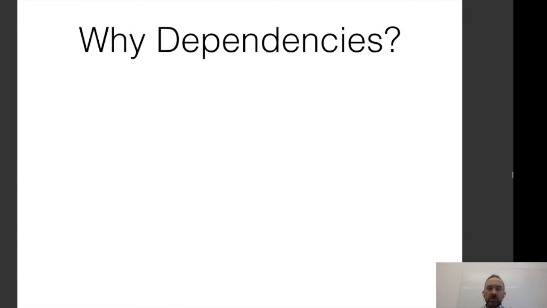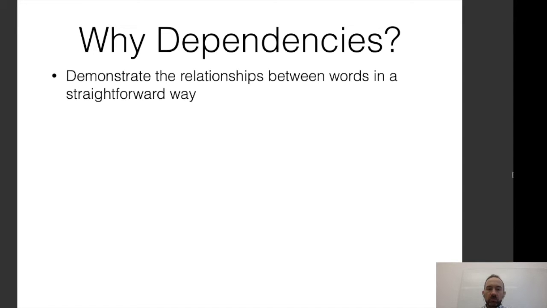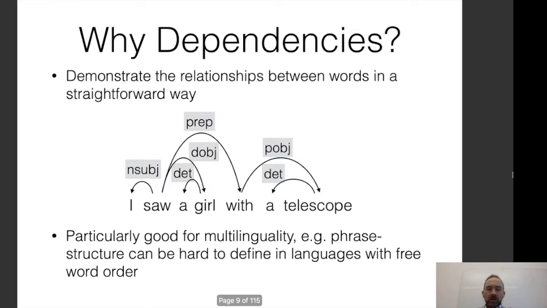So in this multilingual class, I'm going to mainly talk about dependencies. And there's a couple reasons why I'm choosing to do dependencies instead of phrase structure. The first reason is because they demonstrate the relationship between words in a relatively straightforward way. So for example, we have saw pointing to I, with nsubj, which basically means that I is the subject of saw. And we see saw pointing to with the label prep, which is saying this is a prepositional phrase.